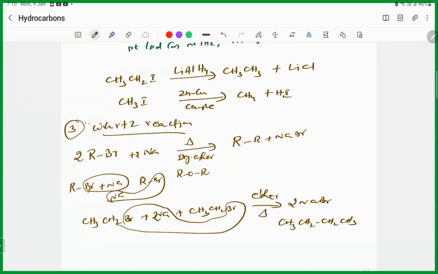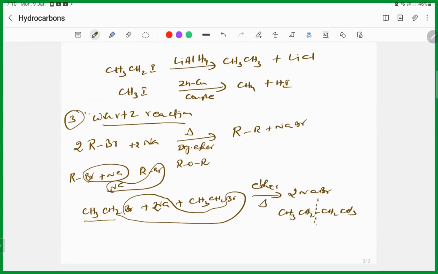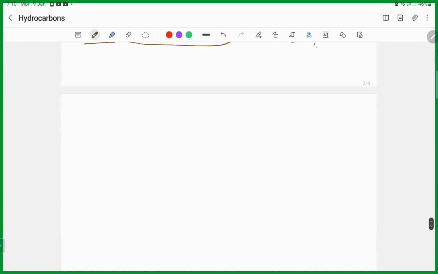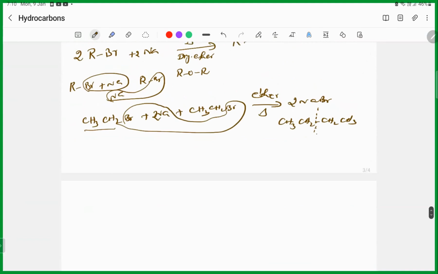Symmetrical alkane means when you divide it into 2 parts, it becomes the same. So when you divide here, it will give 2 equal parts. That's symmetrical. Okay. It contains double the number of carbons present in the alkyl chain. Look here, you have 2 carbons, then here you have 4 carbons. That is the synthetic application of this method.